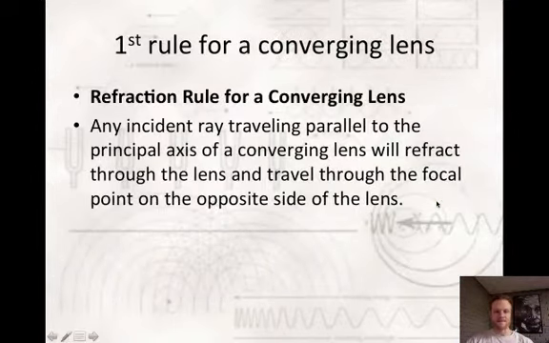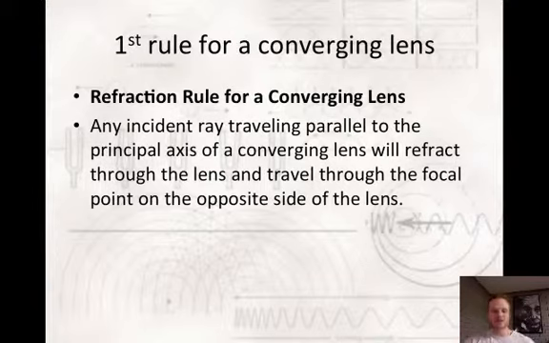All right. The first rule to converging lenses for understanding how the light rays refract. Basically, any incident ray traveling parallel to the principal axis of a converging lens will refract through the lens and then travel through the focal point on the opposite side of the lens. Okay, and basically just kind of like how there were rules with mirrors and drawing ray diagrams, that's what we're working towards here. Now I will have other video lessons on drawing ray diagrams in specific, but we're just kind of setting the framework, the boundaries, if you will, on how to draw these diagrams in this video.